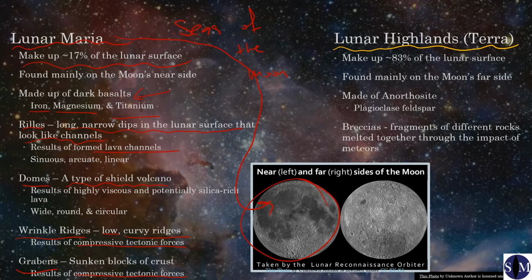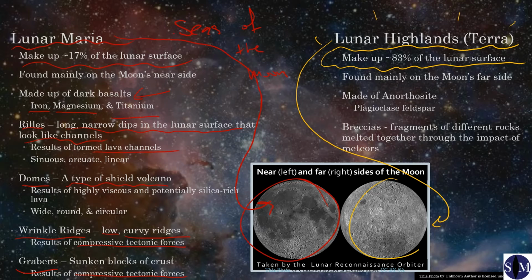Let's move on to the lunar highlands. Lunar highlands, also known as lunar terra, make up the other 83% of the lunar surface. The highlands have a lighter color and are made up of anorthosite. Now, something to note is that anorthosite is created from lava that cools more slowly than lava that forms basalts does. This implies that the lunar maria and the lunar highlands are created under differing conditions. I'll go into more detail later in this video.